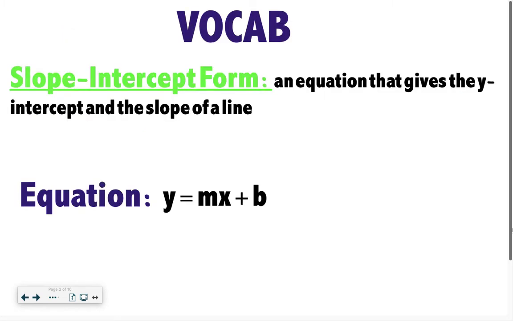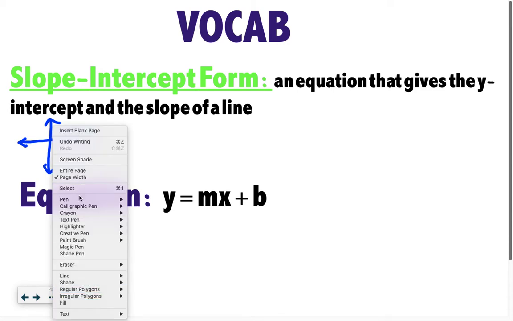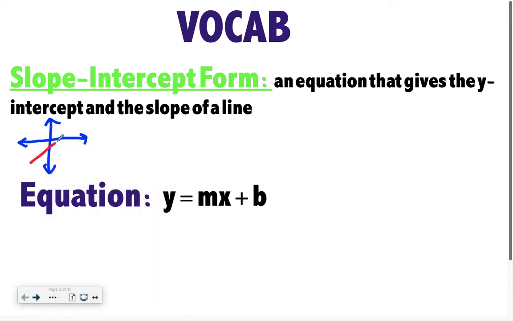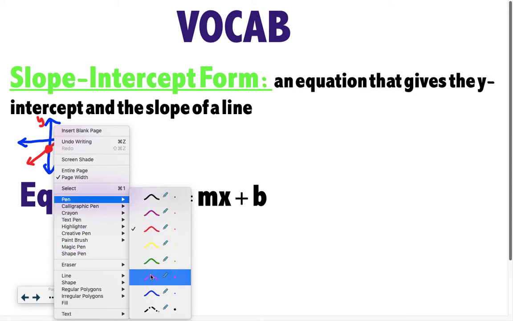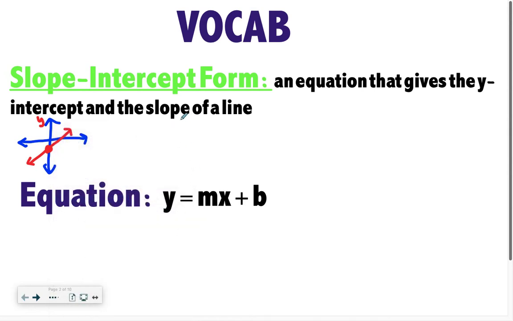Okay, so let's talk about slope-intercept form. That's an equation that gives the y-intercept and the slope of a line. So remember, the y-intercept is, if we have a coordinate plane, wherever a graph or a line crosses the y-axis. So my y-intercept was right there. It's where it crosses that y-axis. We talked about that back in the first half of chapter 8. And then yesterday, in 8.6, we talked about what slope was. Remember, we said slope is represented by the variable m, and it's how steep a line is.